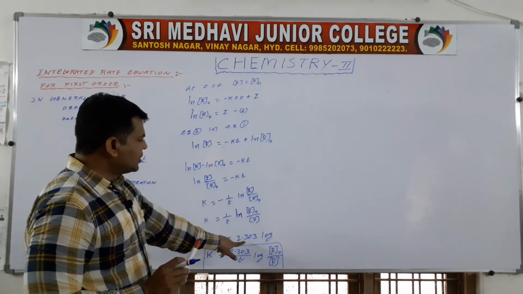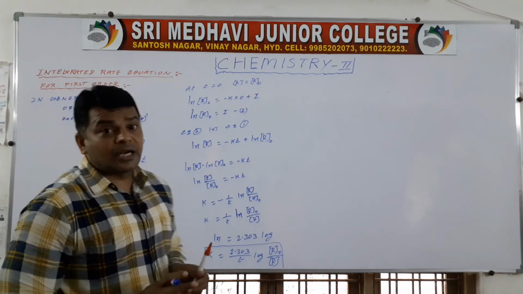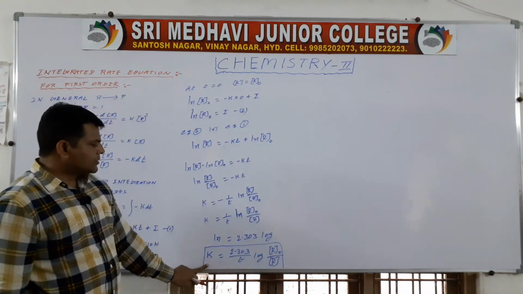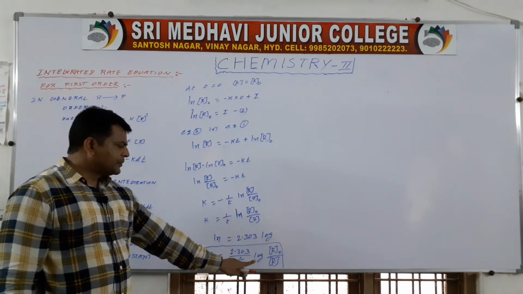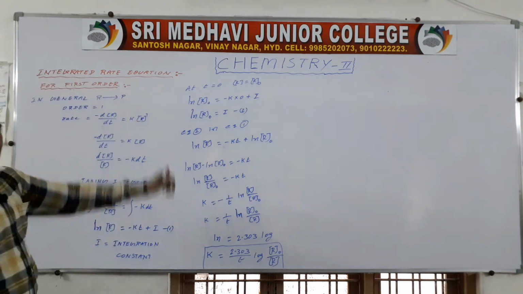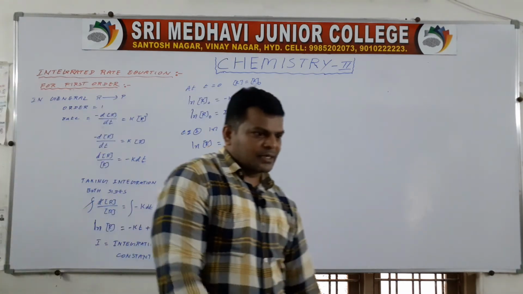Natural log is equal to 2.303 log. Natural log makes simplification very difficult, that's why I am converting into log. So k equal to 2.303 by t log R naught by R. This is the integrated rate equation for first order.